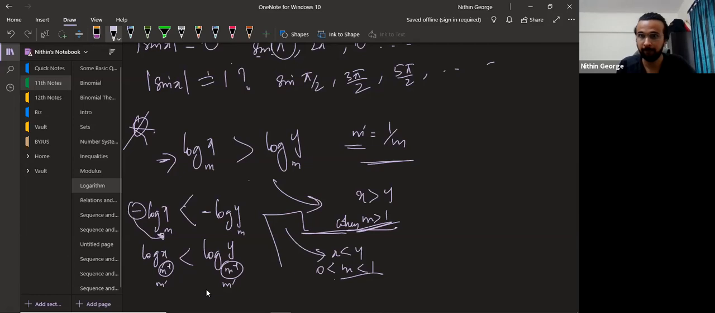All right, so to convert it back, this is what happens. Here you can see directly, x will be less than y when m is between 0 and 1. Any doubts here, guys?